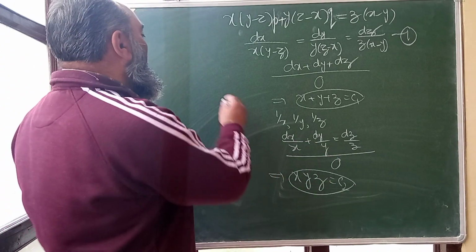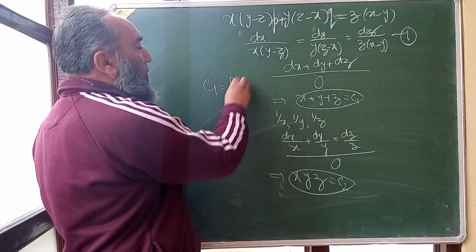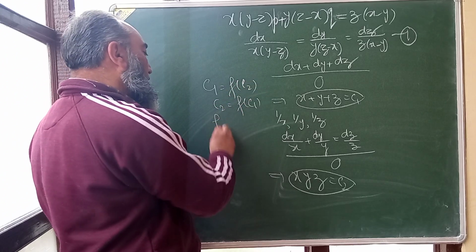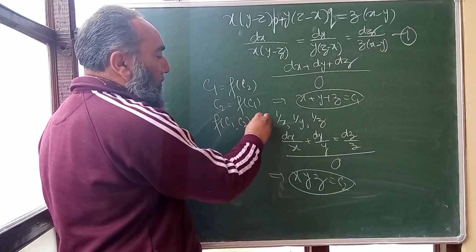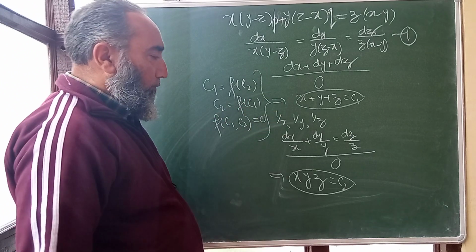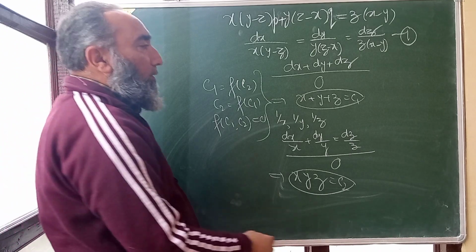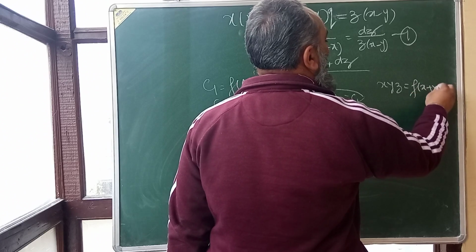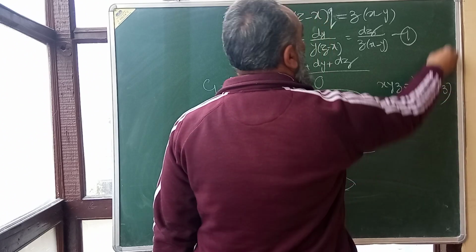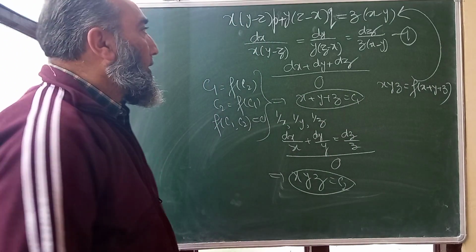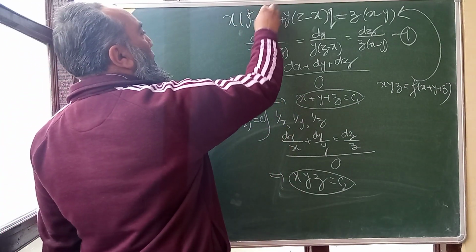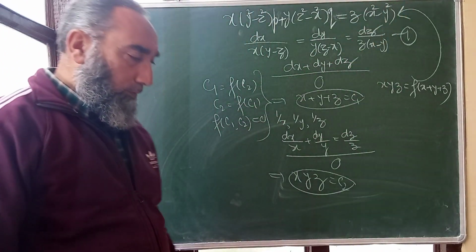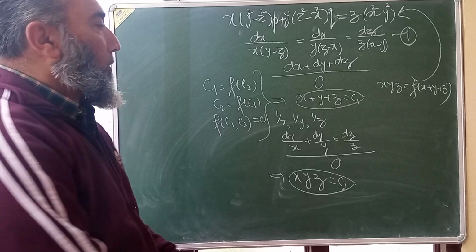So this is it. You can have c1 as a function of c2, or c2 as a function of c1, or a function of c1 comma c2 equals 0. This is your choice. And you can have a question, say xyz equal to a function of x plus y plus z, and you should end up with this solution, right? Home assignment, this is x square, y square minus z square, minus x square minus y square. You have already done this question. So let me take up one more question.